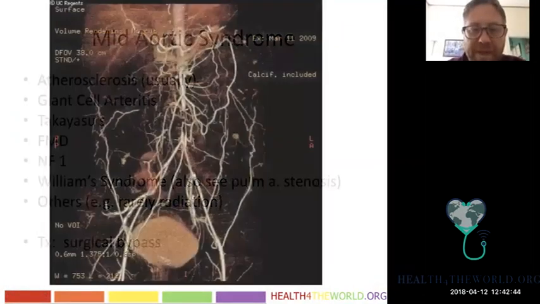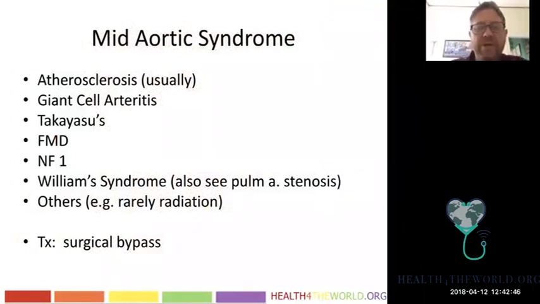All right, that's called mid-aortic syndrome. And there are a number of causes of mid-aortic syndrome. What we see in the United States is usually atherosclerosis, but there are other vasculopathies like giant cell arteritis, Takayasu's arteritis, fibromuscular dysplasia, neurofibromatosis, Williams syndrome, and others like radiation and rare things. These are typically treated with bypass, but not always. There are certainly ways to fix these endovascularly as well.